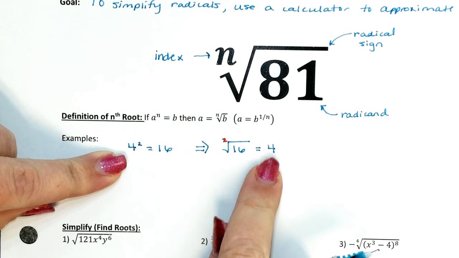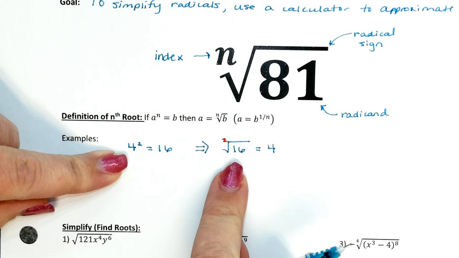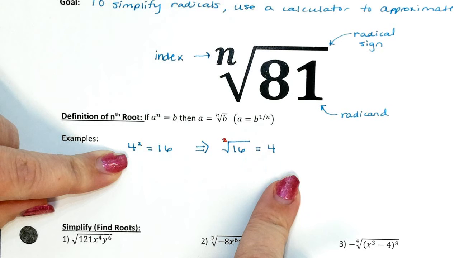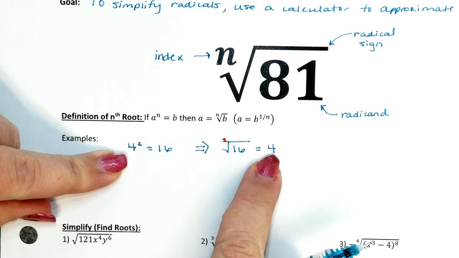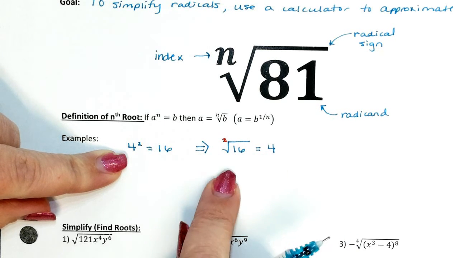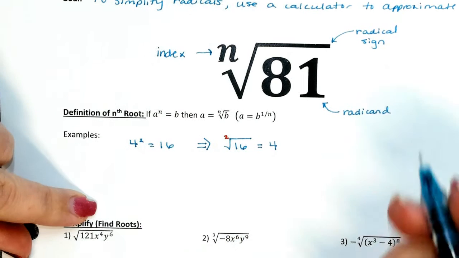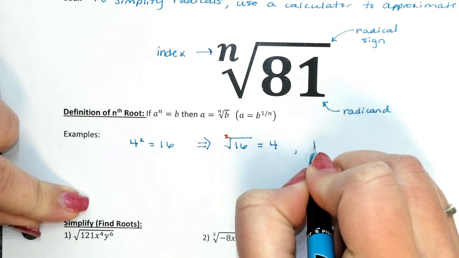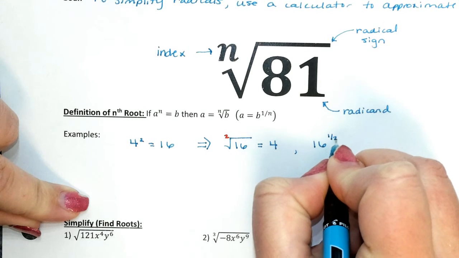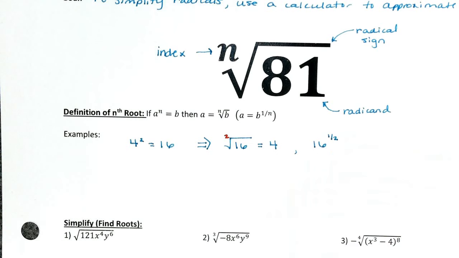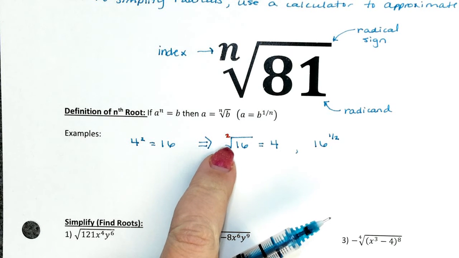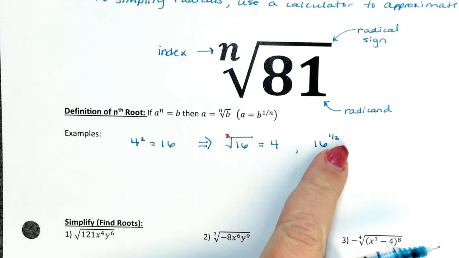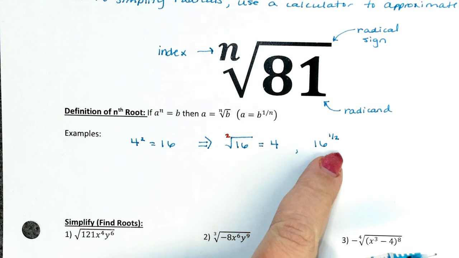It says, what do I square? And I get 16. You square 4. Okay, so when you're taking a square root, what number do you square to get 16? 4. You could also represent this by taking 16 to the power of 1 over 2. The number on the radical sign, so the index, is actually the denominator if you want to write it as an exponent.